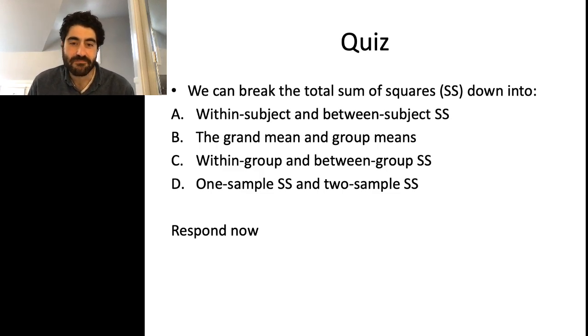So this is the main idea for ANOVAs: we're going to take this total sum of squares and break it into a within group sum of squares that tells us how much variation there is inside each of the groups, and a between group sum of squares. There is actually a within subject and between subject version of ANOVA, which we'll talk about on Tuesday, but we're not talking about that today.